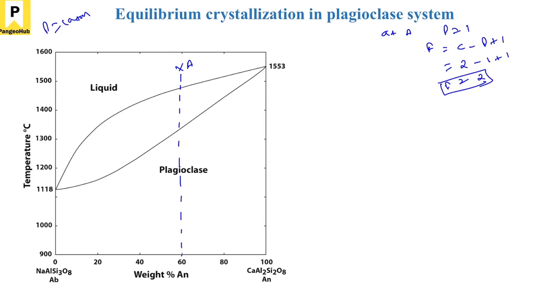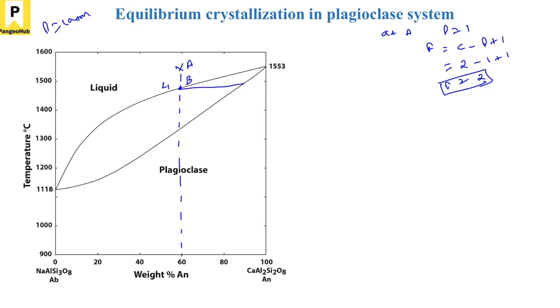Now as you come and touch this point, let's say this point is B, here you form liquid L1, the first crystal starts to form. At this point you are starting to crystallize some solid. So what is the composition of that solid? You can find out by drawing a tie line.